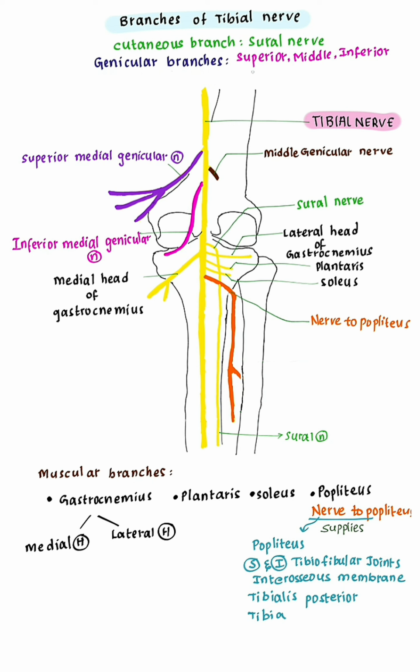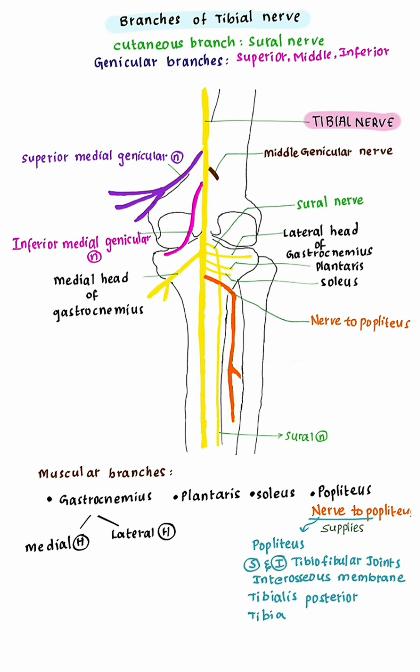Genicular branches. It gives three genicular branches: superior, middle, and inferior. Superior medial genicular nerve lies above medial femoral condyle. Middle genicular nerve pierces the posterior part of capsule of knee joint. Inferior medial genicular nerve passes along the upper border of popliteus and reaches inferior to medial femoral condyle.